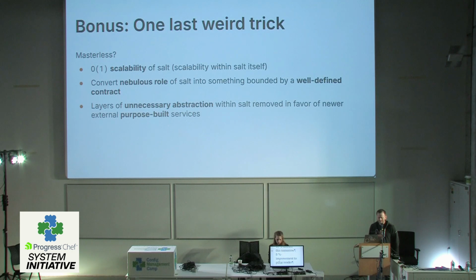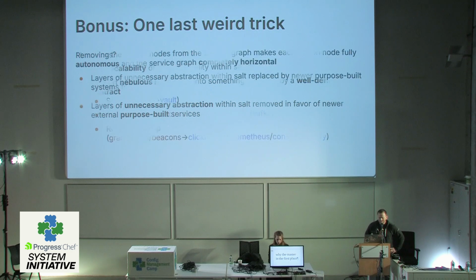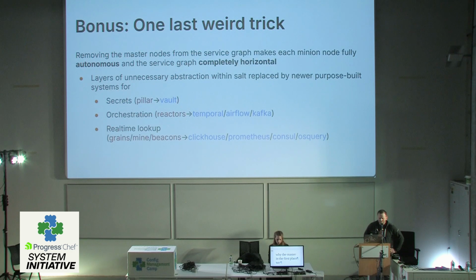So if you're counting slides, you notice there is actually another trick, which is, why do we have this master in the first place? We want to continue to scale production indefinitely. The master has to scale with it. We found, hey, the master is an unnecessary middleman. We're already getting our secrets from Vault. We have better tools for orchestration. We have better tools for real-time stuff.